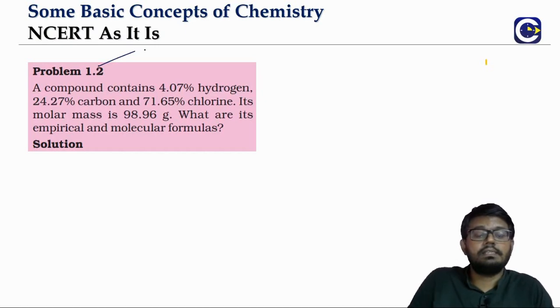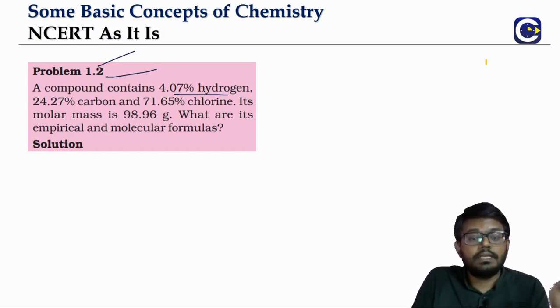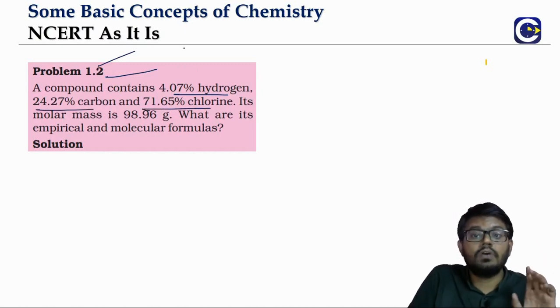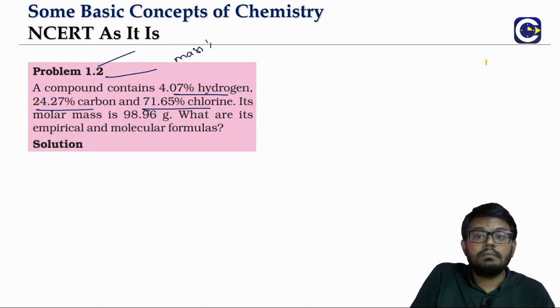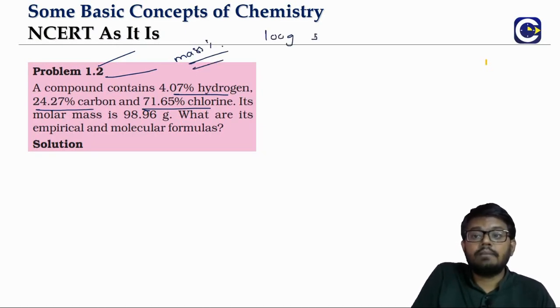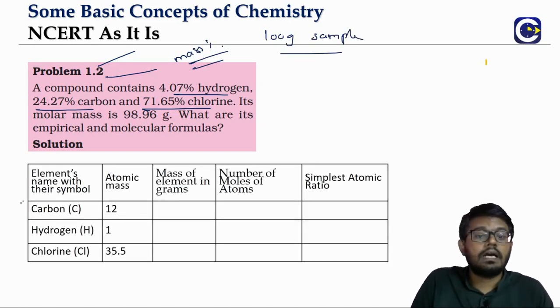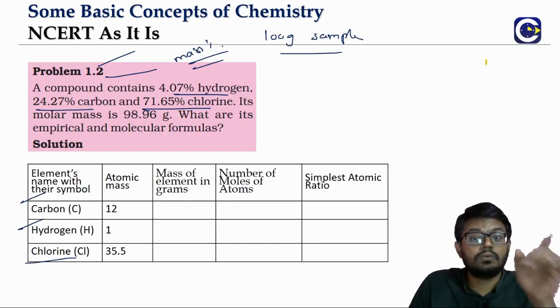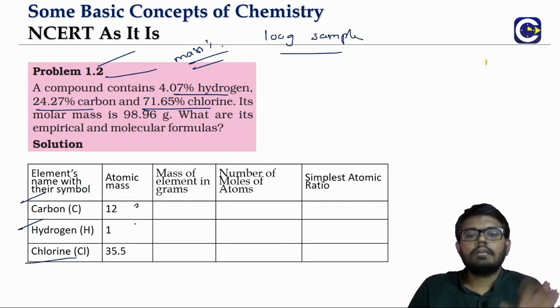This is our NCERT book example. A compound contains 4.07% hydrogen, 24.27% carbon, 71.65% chlorine. These are all mass percentages. Then we will say we are taking a 100 gram sample. Okay, so look at this. We have carbon, hydrogen, and the third one is chlorine here. Atomic mass of carbon is 12, hydrogen is 1, chlorine is 35.5.